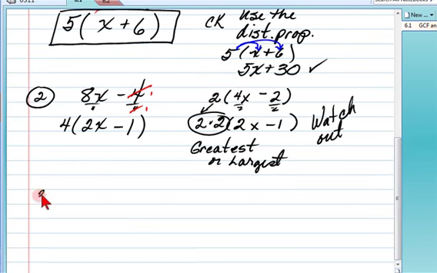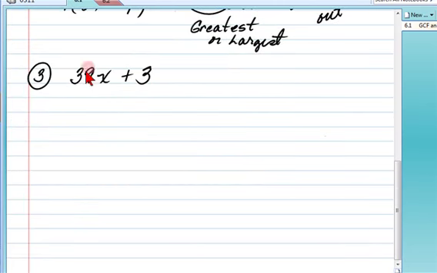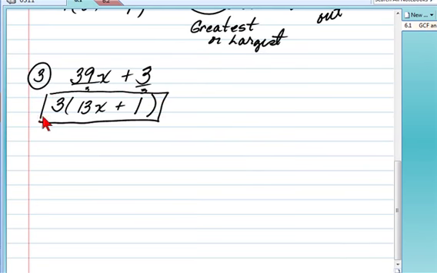Number 3, I'd like you to do this one. It is simply 39x plus 3. And I would like you to factor out the greatest common factor. What did you see as the greatest common factor between these two terms? 3. So when you factor out a 3, and that means divide it out, you should get 13x plus a 1. And those are your factors. Your first 3 questions in Math Lab should be just like that.